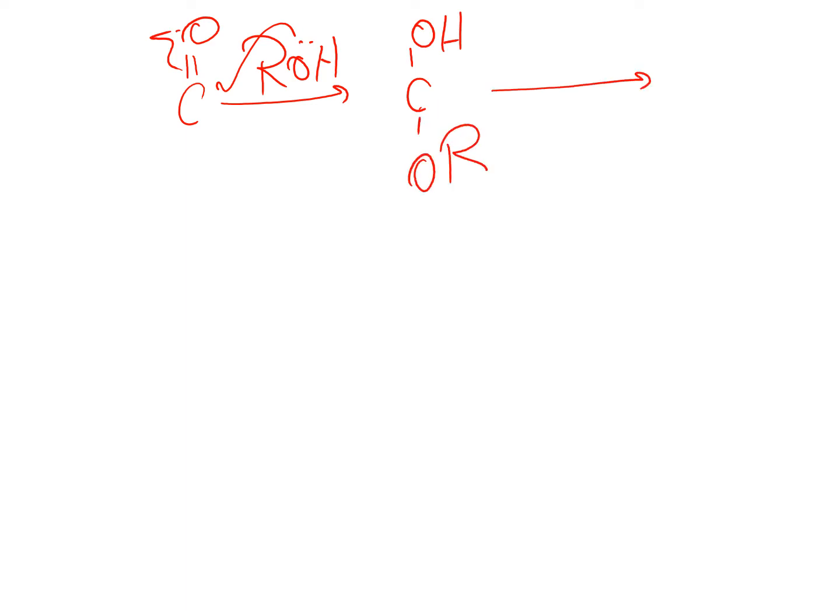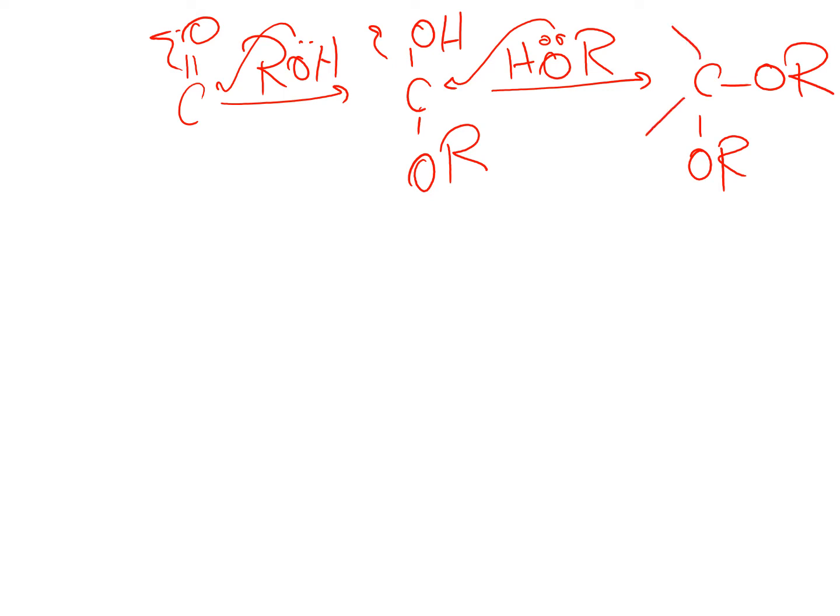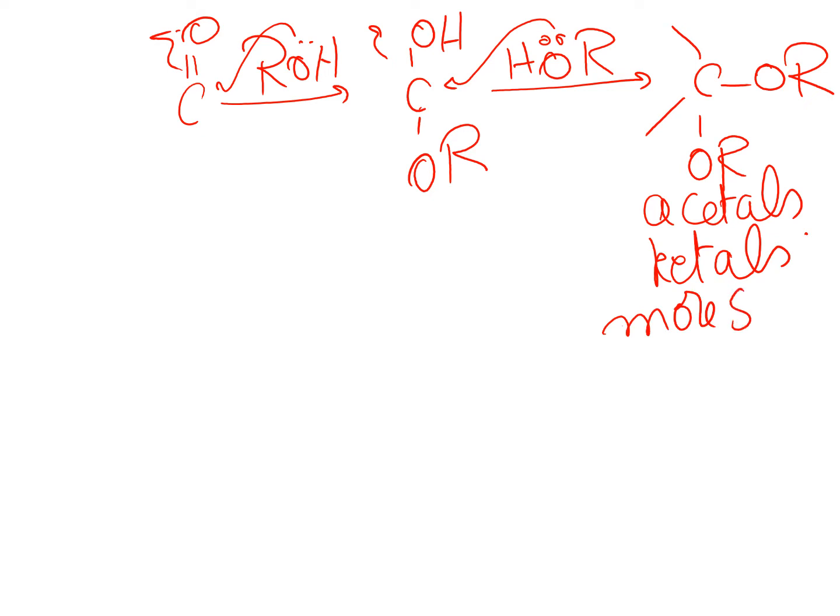These are the aldehydes or ketones where you add the alcohol molecule. So you have an OH and an OR, and then you add another molecule of alcohol, giving two O-alkyl groups attached to the carbon. These are the full acetals or the full ketals, and these are more stable than the hemi compounds. And we can actually use these compounds to protect.